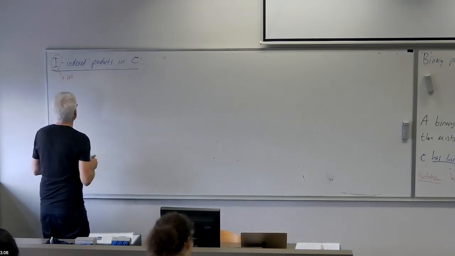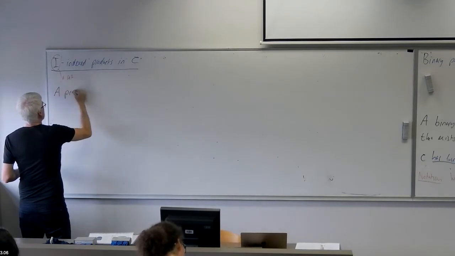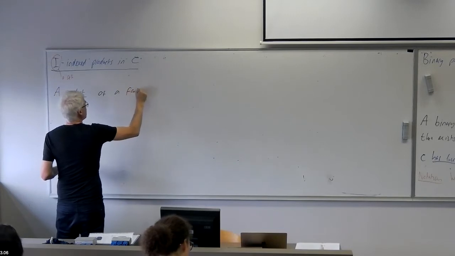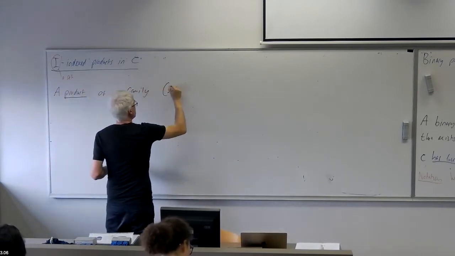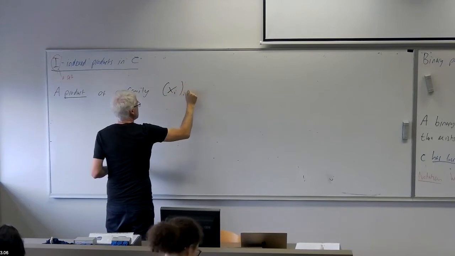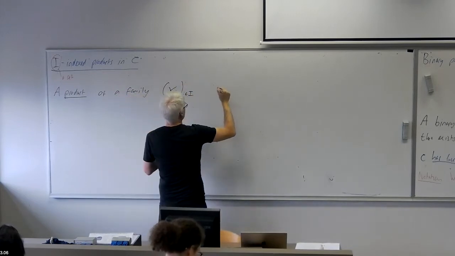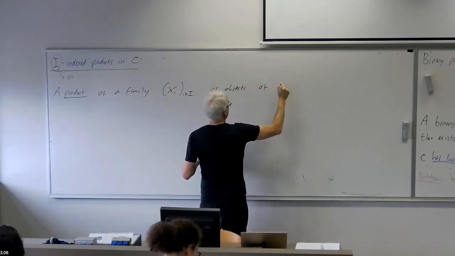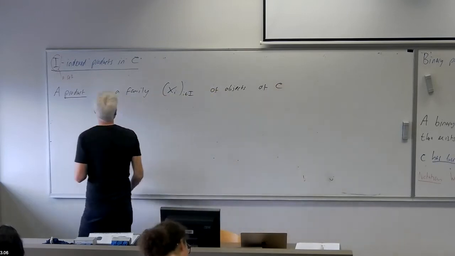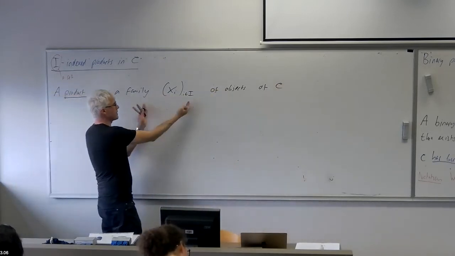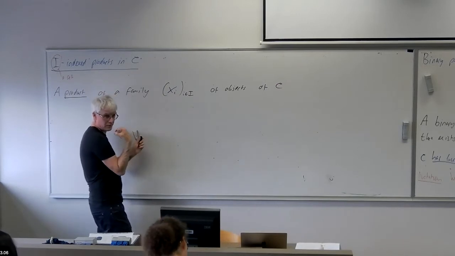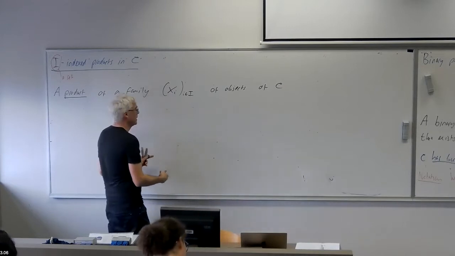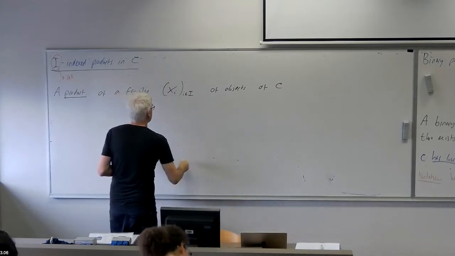So in this case, we want to look at what a product of a family X sub i, so little i in the index set I, of objects of C is. So we think of this as a diagram. Every element of the index set I is giving us an object of the diagram. There are again no maps between the objects. It's just a diagram consisting only of objects.